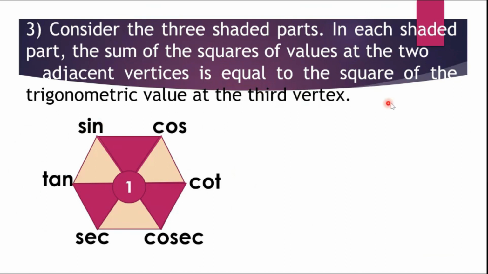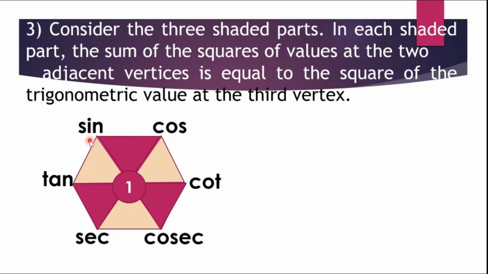Okay, so in each shaded part, the sum of the squares of values at the 2 adjacent vertices is equal to the square of the trigonometric value at the third vertex. So, for example, what does that mean? Let's focus on this shaded part. Okay? So, we have the 3 vertices, sine, cosine, and 1.